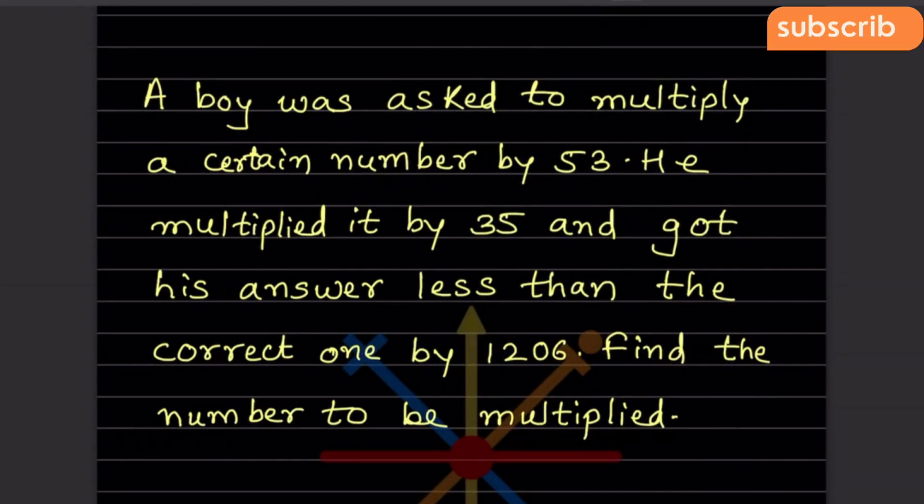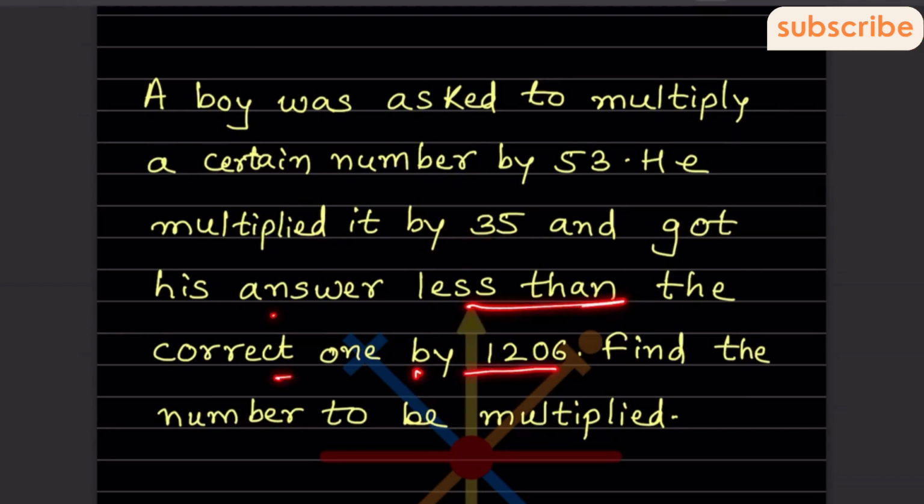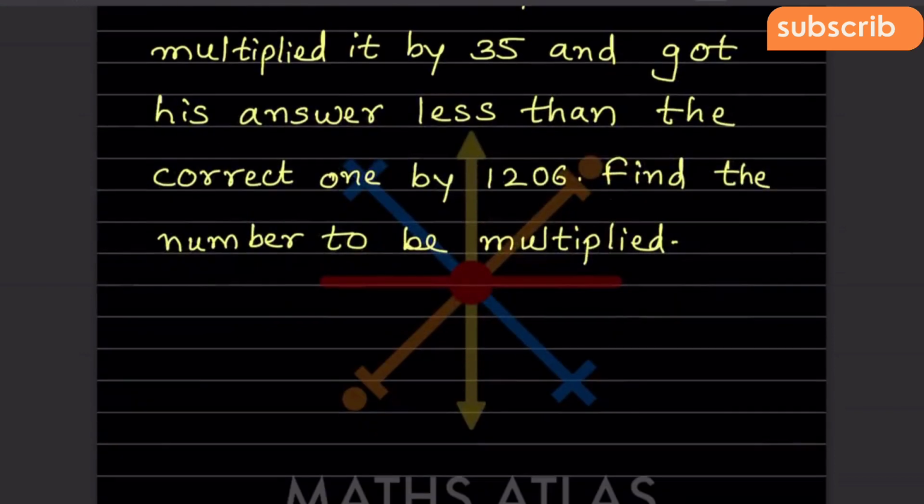So today let us see how to solve this one. A boy was asked to multiply a certain number by 53. He multiplied it by 35 and got his answer less than the correct one by 1206. So find the number to be multiplied. So now let us see how to do this one.